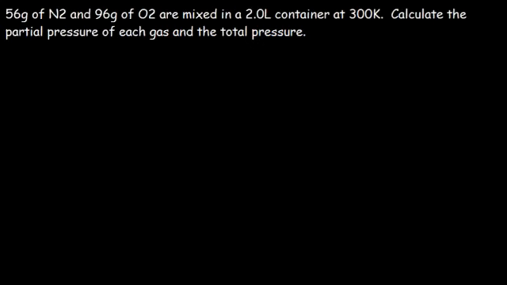Let's try this problem. So we have the mass of N2 and O2, and they're mixed in this 2-liter container at 300 Kelvin. Let's begin by finding the partial pressure of each gas. So let's use the ideal gas law equation, PV is equal to nRT. Now in order to use it, we need to calculate the moles of each gas.